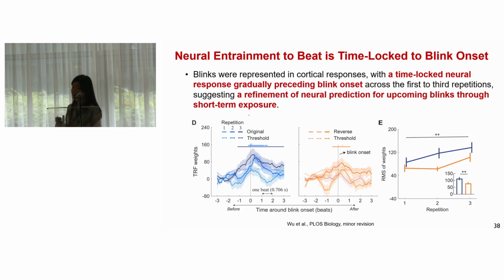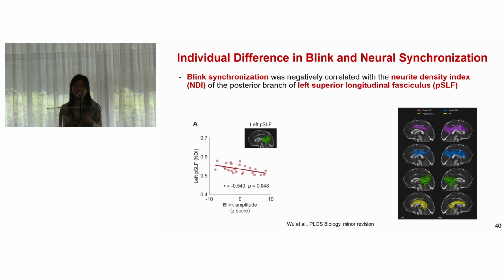And also, most importantly, we found this neural activity gradually precedes the blink onset across the first to third repetition, which means that there is a learning process. So there was refinement of those neural predictions for the upcoming blinks through those short exposures.